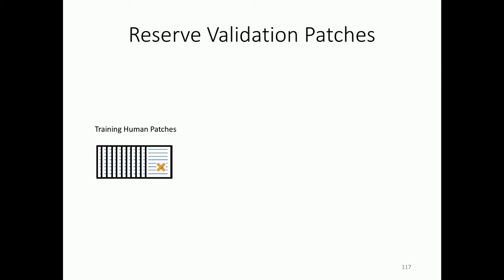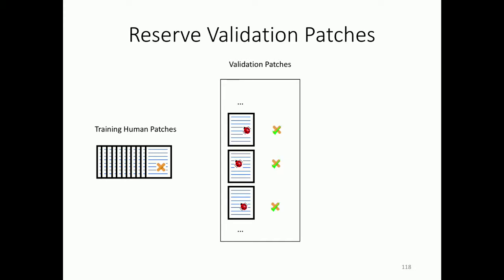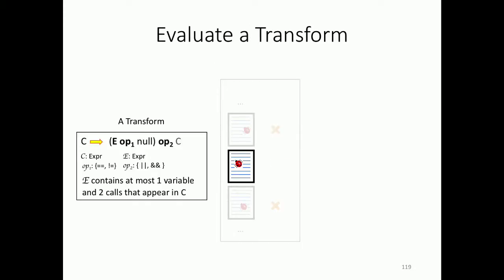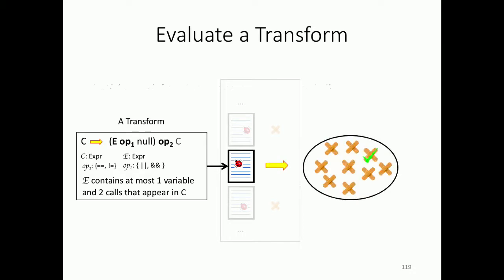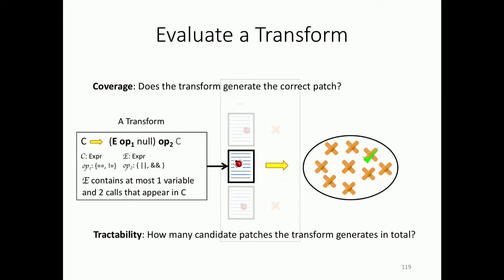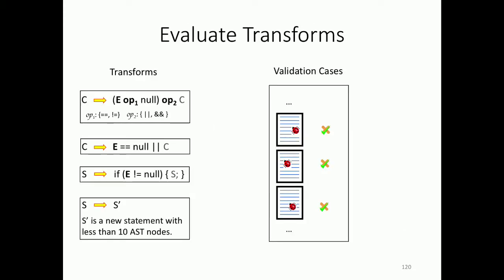We reserve part of the training patches as validation patches. Those validation patches can be used to evaluate the transforms we get. For example, we apply the transform to the original code of a validation case and see whether this transform can actually generate back the reference human patch. This tests the coverage of the transform. We can also see how many candidate patches the transform generates in total. This tests the tractability. We can think about this kind of evaluation between each pair of transform and validation case, and then we will get the following information.